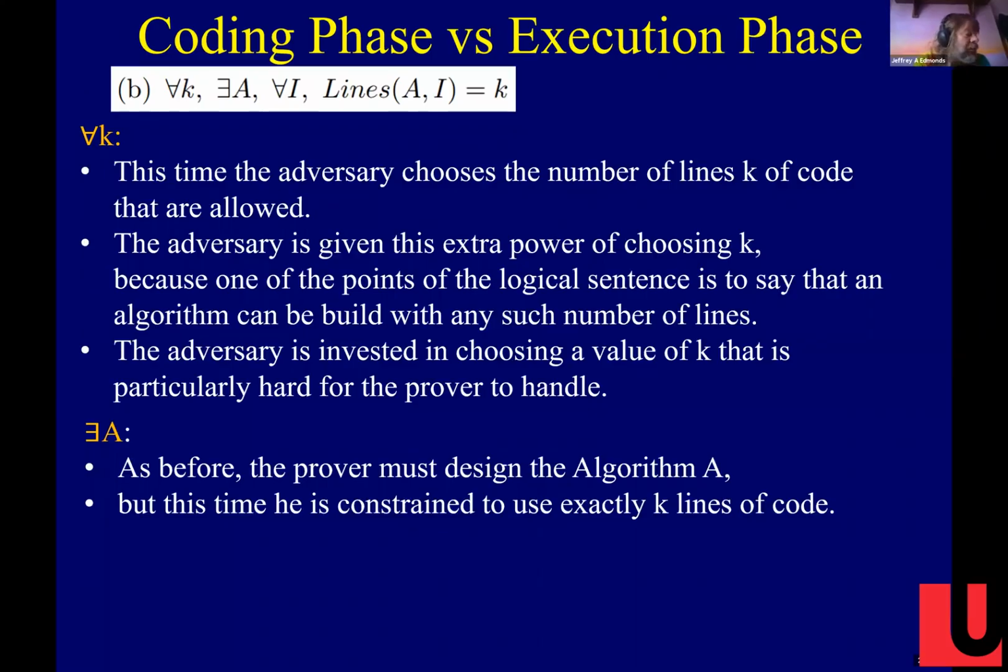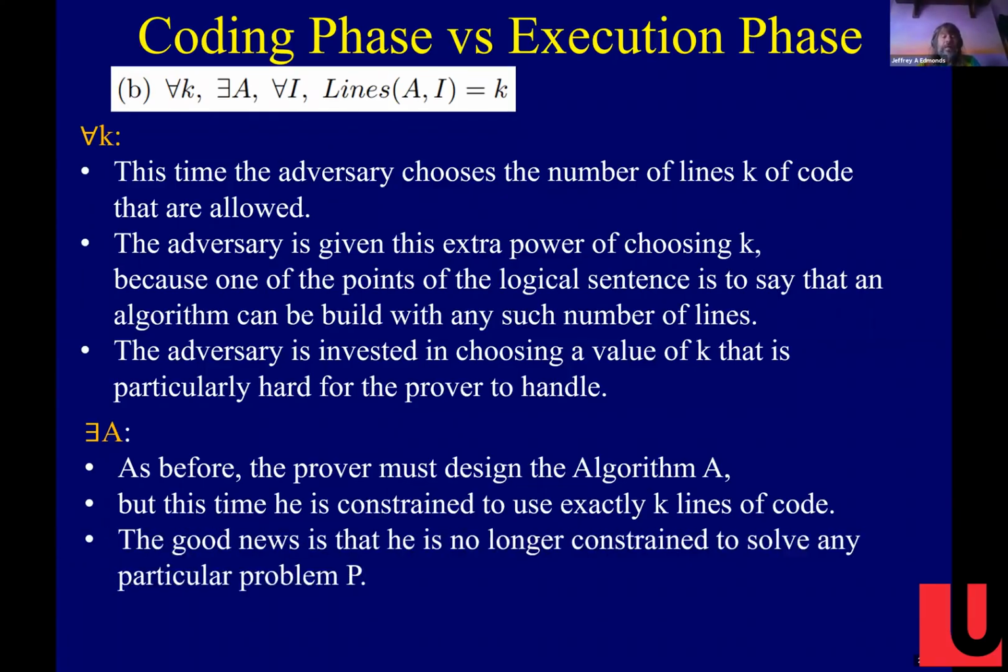What are his constraints when he comes up with this algorithm? The constraint is that it must have exactly k lines of code. Now, the good news is that there's no problem. There's no P, right? There's no mention of a computational problem. So there's no restrictions on what this computational problem does, right?